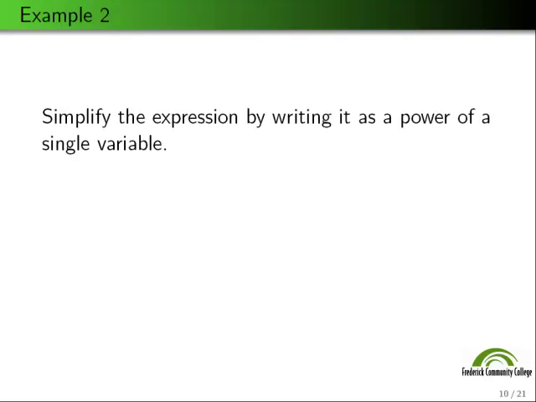Second example, simplify the expression by writing it as a power of a single variable. So we have all these w's in here, so we should be able to reduce this to one simple expression. So the key is going to be following the order of operations. Go to the innermost parentheses. W to the negative third raised to the 6th. That's going to go to W to the negative 18th.